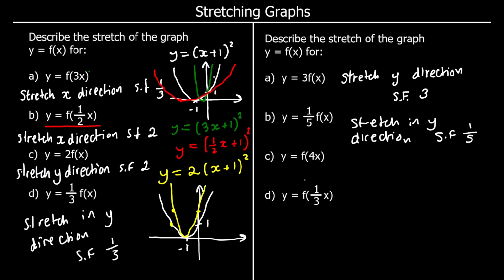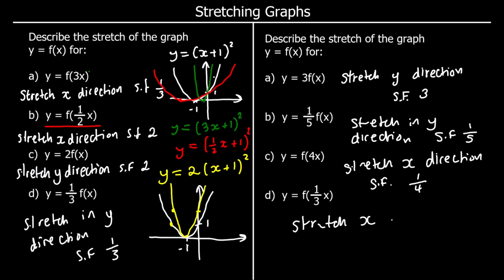Part C, inside the bracket, changes the x, does the opposite. It says times 4, you're going to divide by 4. So stretch in the x direction with a scale factor of 1/4. Each x coordinate will be 1/4 of what it was originally. And part D, inside the bracket, changes the x's. It says 1/3, that multiplies each one by 3. So the scale factor is 3.